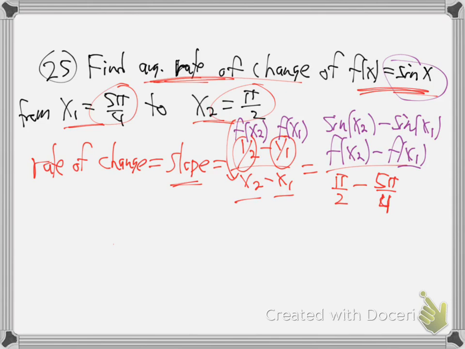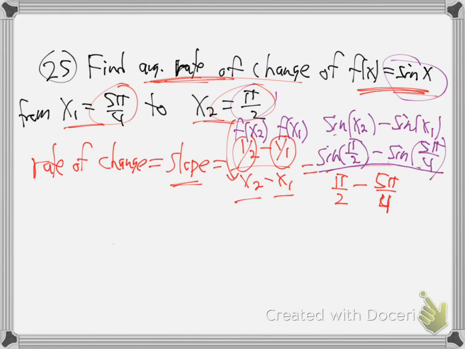So sine of x2. Well, what is x2? Yeah, right there. So they want sine of pi over 2. And here they want sine of 5 pi over 4. Is that making sense? So slope is difference of y's over difference of x's. So that is the difference of the sines over the difference of the x values. So now we go to the unit circle, find the sine of pi over 2 and the other one. Find those, and we are done with that one.